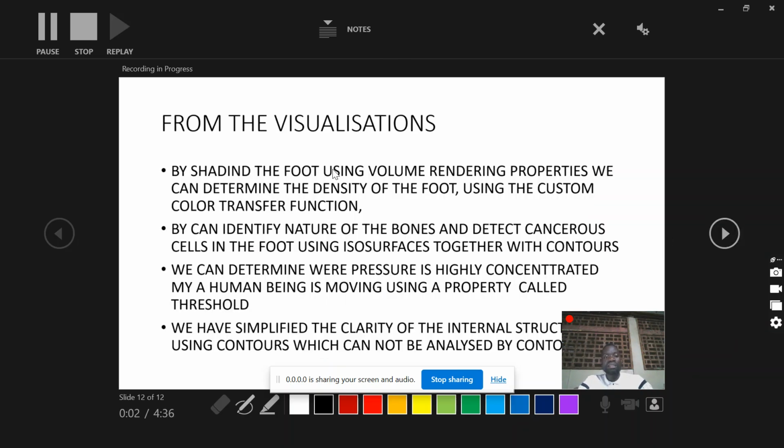So from our visualization, by understanding the foot using the volume rendering properties, we can determine the density of the foot using the custom color function. We can identify the nature of the bones, detect cancerous cells in the foot using isosurfaces, and then we can determine where pressure is more concentrated using the property called threshold. And then you can have a simplified clarity of the internal structure of the bone using contours.